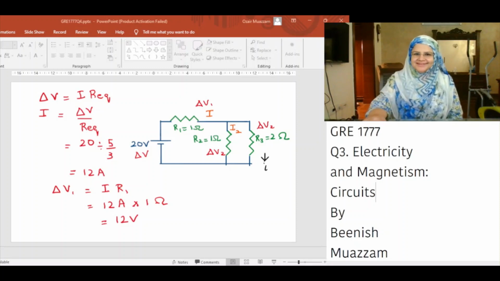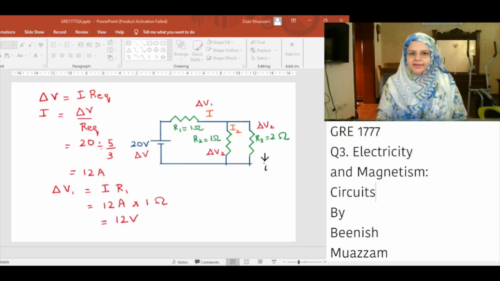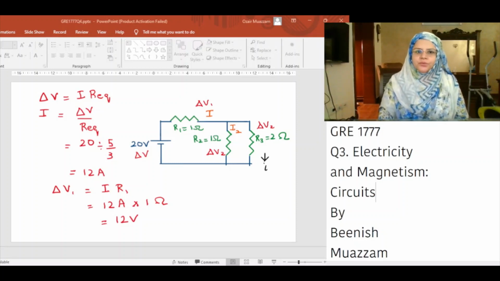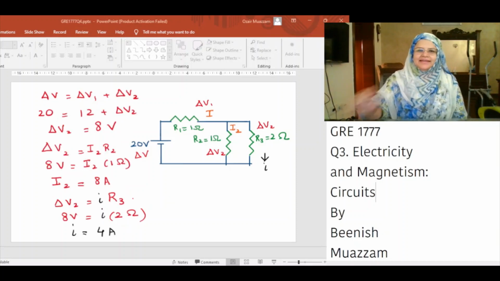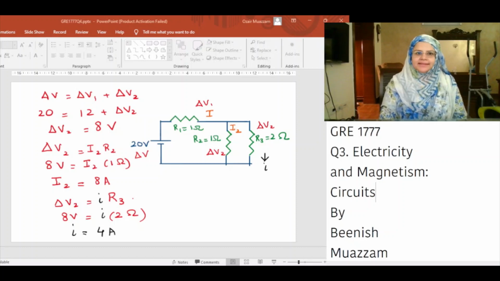As you can see in the diagram, the current I will split into I2 and small I. Delta V2 is the voltage across resistor R2 and R3 and it is equal to 20 minus 12 volt, that is equal to 8 volt. Delta V, total voltage drop, is equal to delta V1 plus delta V2. Delta V is equal to 20 volt, delta V1 is equal to 12 volt. Therefore, delta V2 is equal to 8 volt.